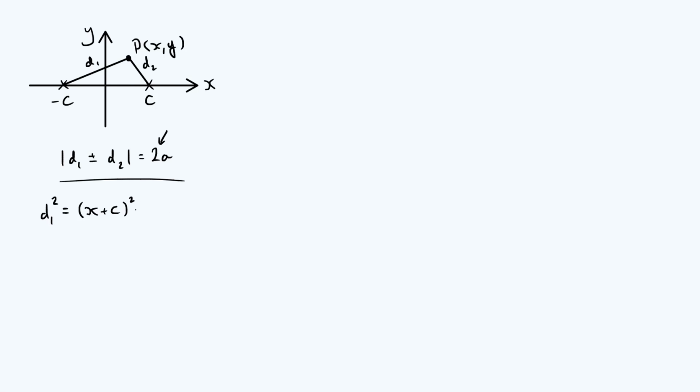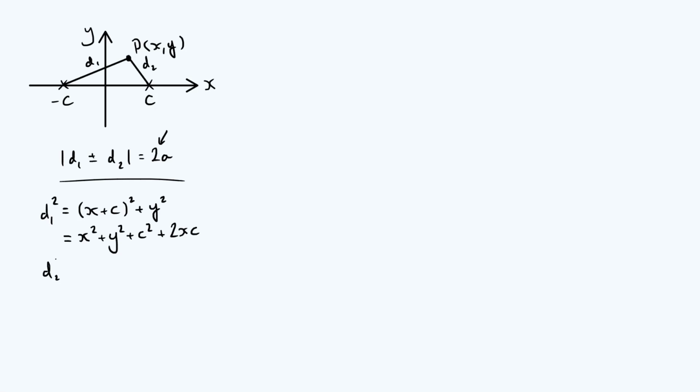Similarly, the difference in y coordinates is just y, because this point down here has a y coordinate of 0. So I have to add on y squared. I'm going to expand the brackets and regroup the terms just to make this look a bit nicer, and we'll get x squared plus y squared plus c squared plus your cross term 2xc.